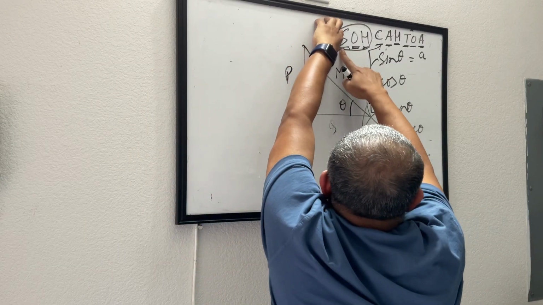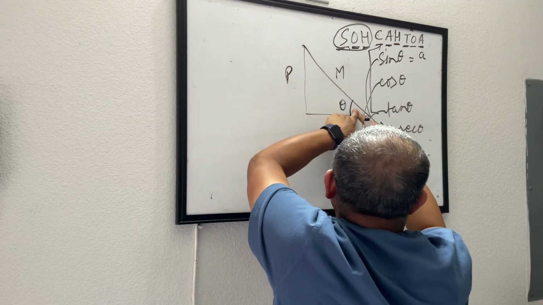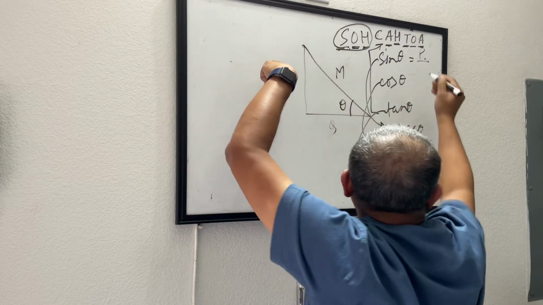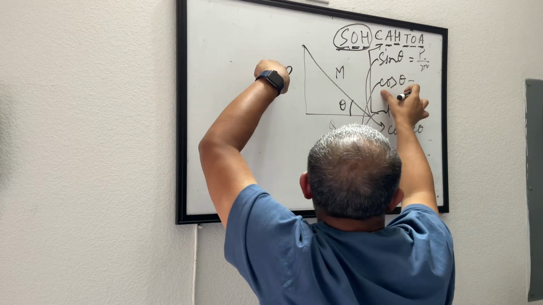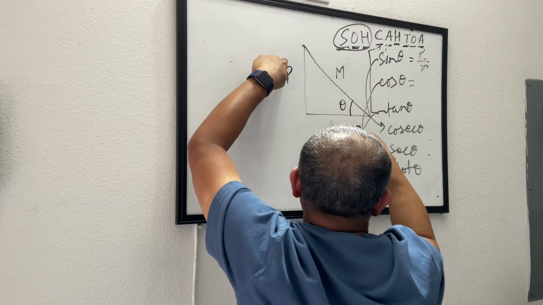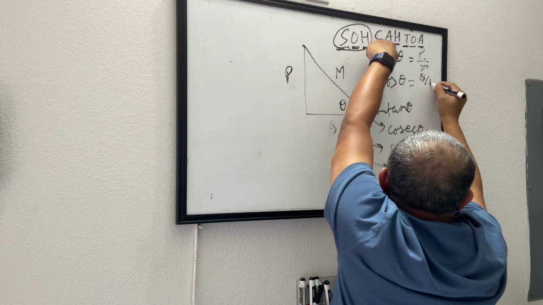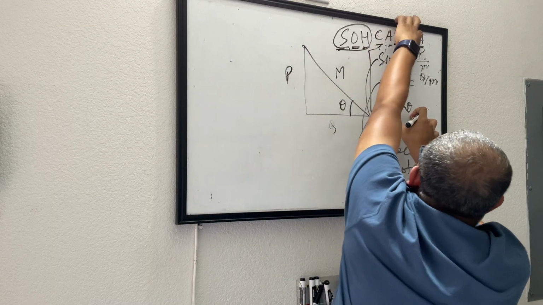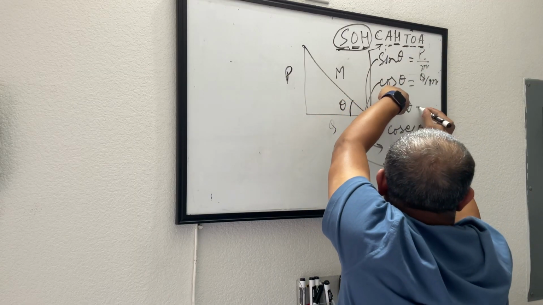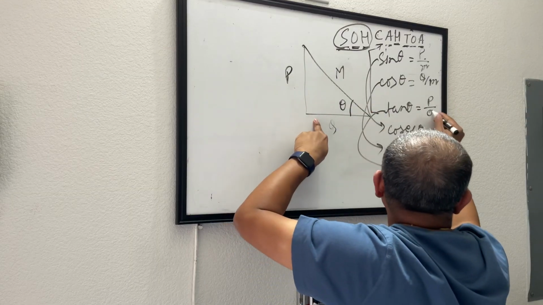Sine of an angle is equal to opposite side divided by hypotenuse. So sine of this angle is the opposite side, P, divided by hypotenuse. My hypotenuse is M. Cosine of the angle is equal to adjacent side divided by hypotenuse. This is the angle, this is the opposite side, this is the adjacent side. It will be Q by M. T stands for tangent. So tangent of an angle is opposite side divided by adjacent side. Opposite side to this is P divided by adjacent side, which is Q.